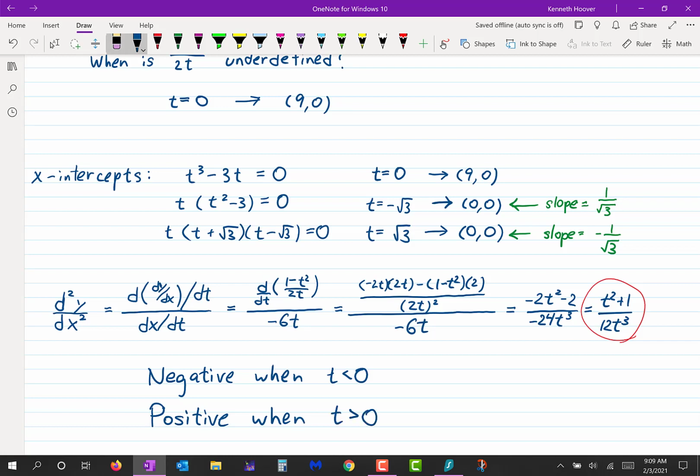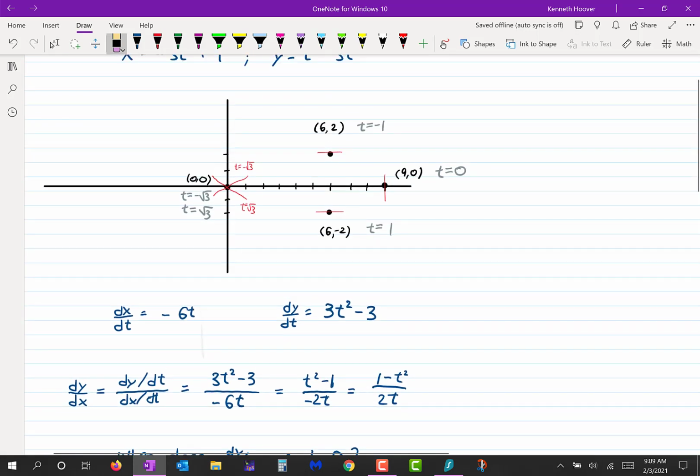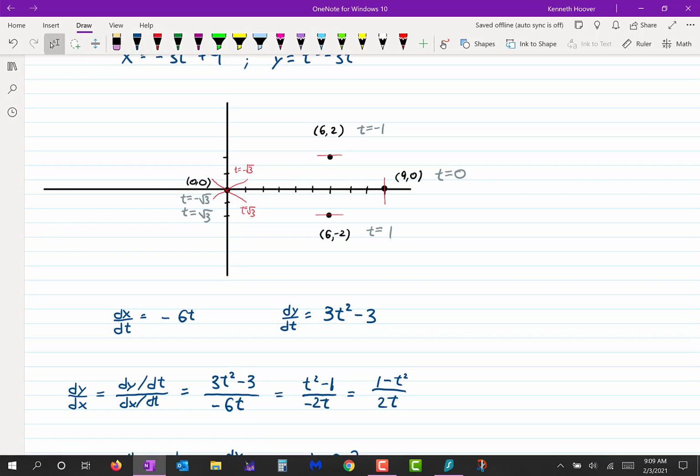Okay, so what's that tell us? t is running along through all of the real numbers. And when t is negative, we're going to have a curve that's concave down, and then when t switches to positive, the curve will become concave up. Okay? And we already know that the curve goes through those 4 points, and we know what the slope is when it passes through those 4 points.